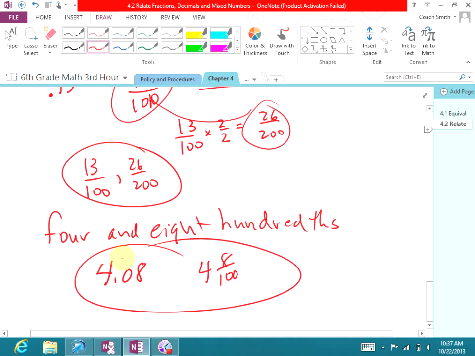The reason we don't reduce 4 and 8 over 100 is because they want what the words represent. Okay? The words don't represent what you can reduce that down to. You can reduce that down to 4 and 2/25. But that's not what those words say. So that's the reason we don't reduce the 4 and 8 over 100 in that problem. It's because they want to know what those words stand for.